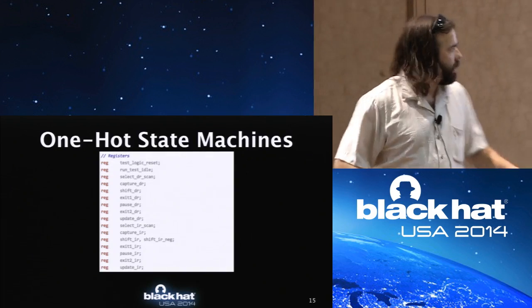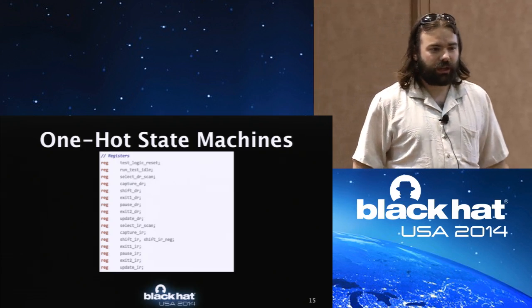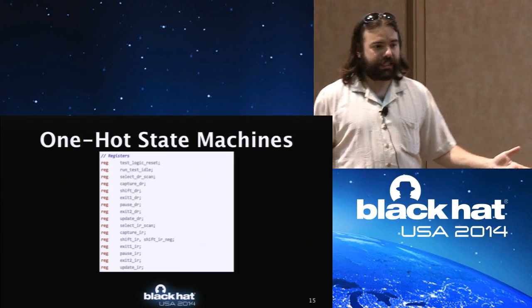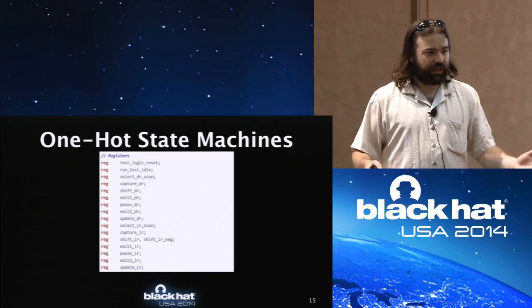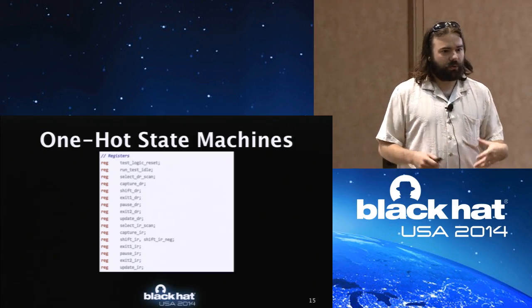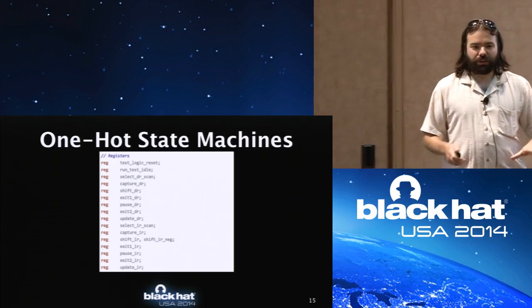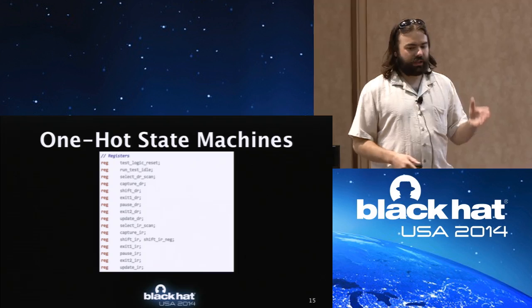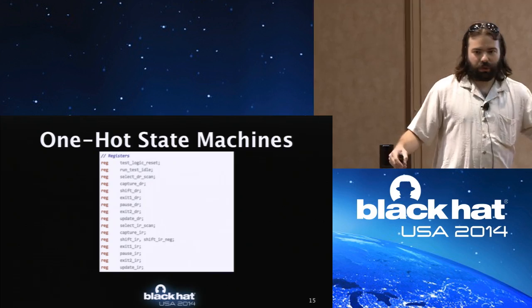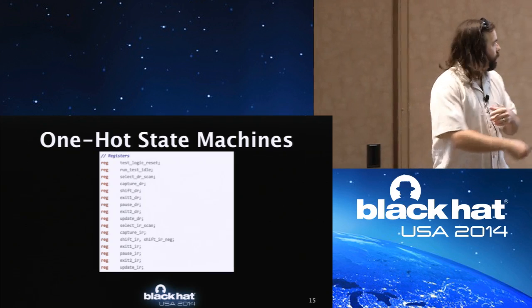So something that's common is a one-hot state machine. What this means is, if we have 16 states, you all know we can encode that into 4 bits, just having different states. Well, for reliability and other sakes, it's sometimes nice to have a single bit for each state. That means all the other states are 0 and one bit is set to 1.